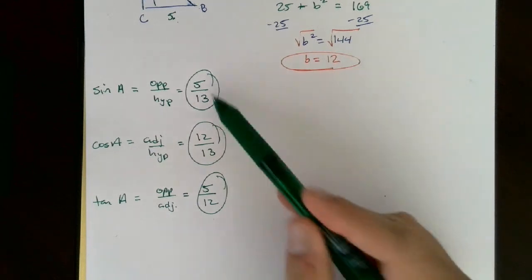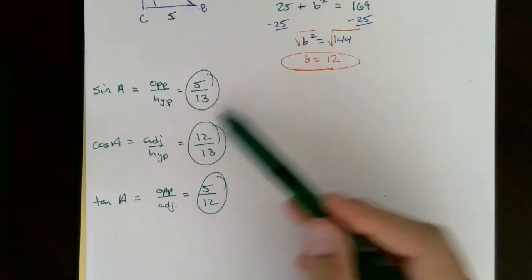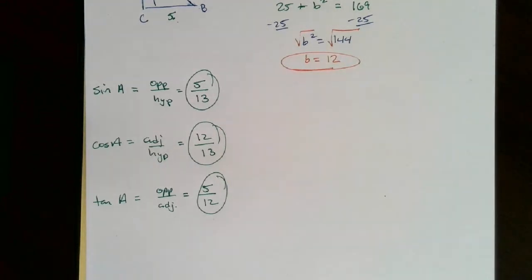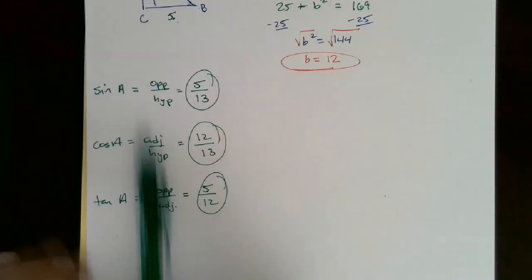Now if any of these reduced, you would reduce them. If any of them had a radical in the denominator, you would have to rationalize them. These are exact answers right now. If we ask you to round, then you can round, but if not, we want to find them exactly. You want to leave them as a fraction.